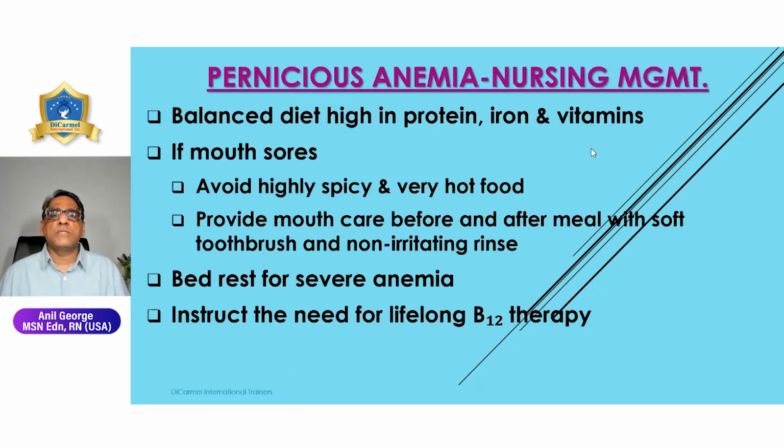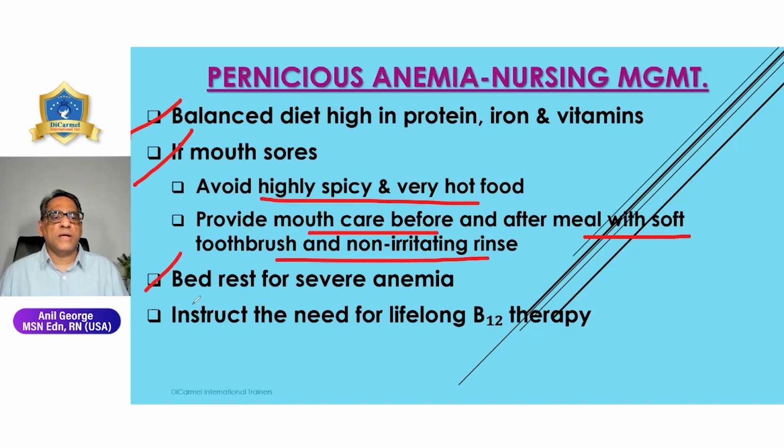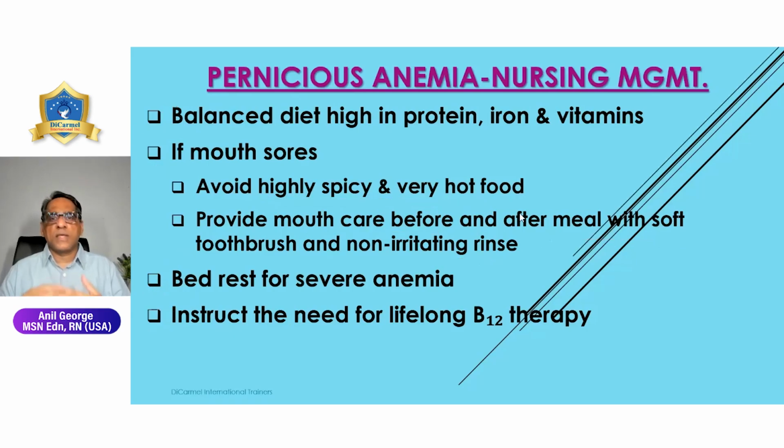Looking into the nursing management of pernicious anemia: a balanced diet high in protein, iron, and vitamins. If there are mouth sores, avoid highly spicy and very hot food. Provide mouth care before and after meals with a soft toothbrush and non-irritating rinse. Bed rest for severe anemia. Also, the need for lifelong B12 therapy, as we already heard. Again, those who have undergone gastrectomy and those who have a lack of IF are the ones who need it essentially.